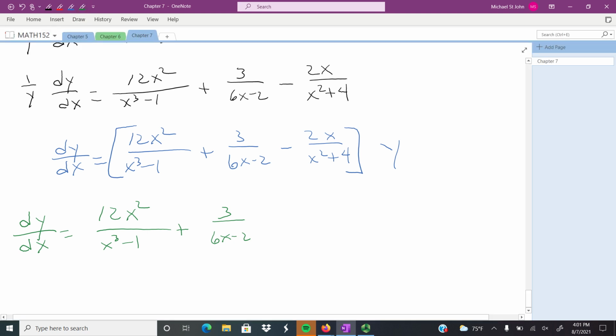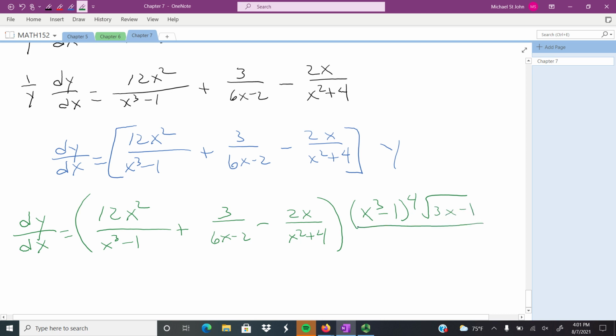All right. Minus 2x over (x squared plus 4). And then we can substitute in what our y was. And once we do that, now we are done. We have our derivative. All right.